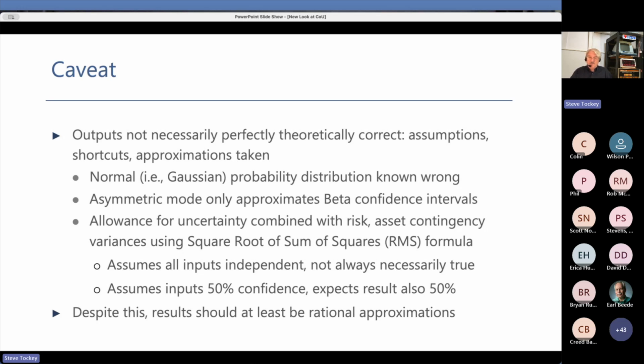It also assumes that everything going in is 50-50, as likely to do better as to do worse. And we're very definitely dealing with some things that are not 50-50. Sometimes they're 80-20, sometimes they're 90-10. And so again, the numbers that are coming out are not absolute, theoretically perfectly correct, but they are at least rational approximations of reality and should therefore be usable. Not perfect, but good enough to be usable.